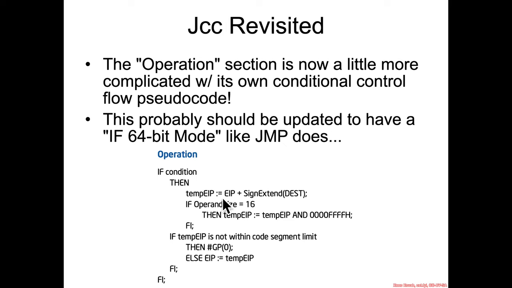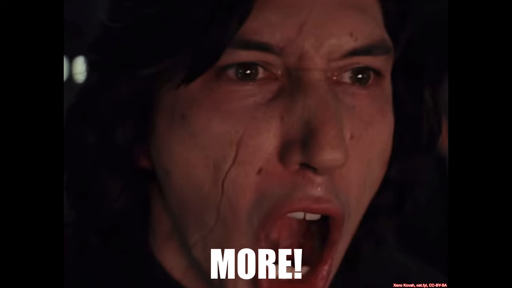So EIP versus RIP, basic point is either way, you take the destination, you take the relative displacement, and you add it to the instruction pointer. In this little bit right here, where it's talking about code segment limits, we don't know about and we're not going to learn about until the next class, but we're going to see that keep coming up in the context of control flow. More? Really?